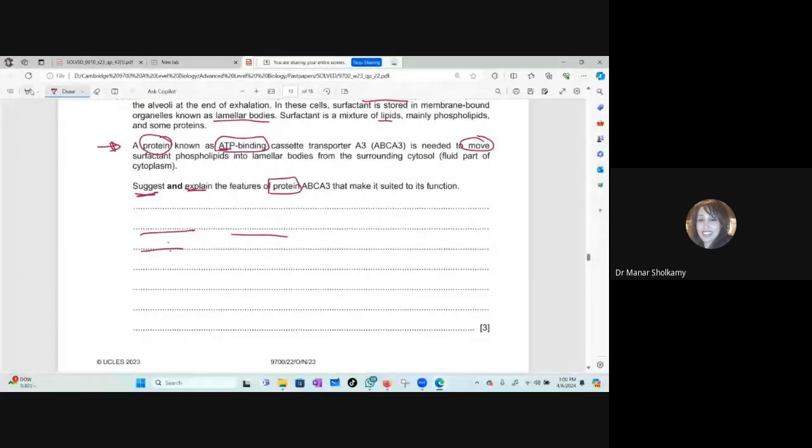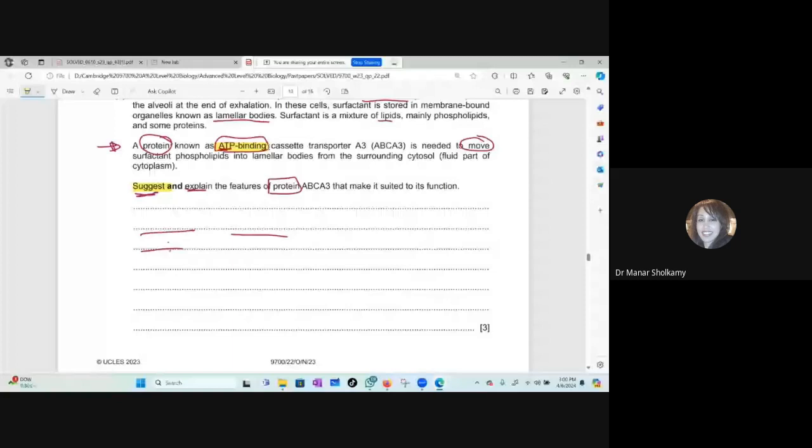No, give me an answer. Channel protein. It's close, you're very close. It is a protein in the cell membrane. But is it a channel protein or a carrier protein? Carrier. Yes, carrier. Why is it a carrier protein? Because they said here it binds to ATP.